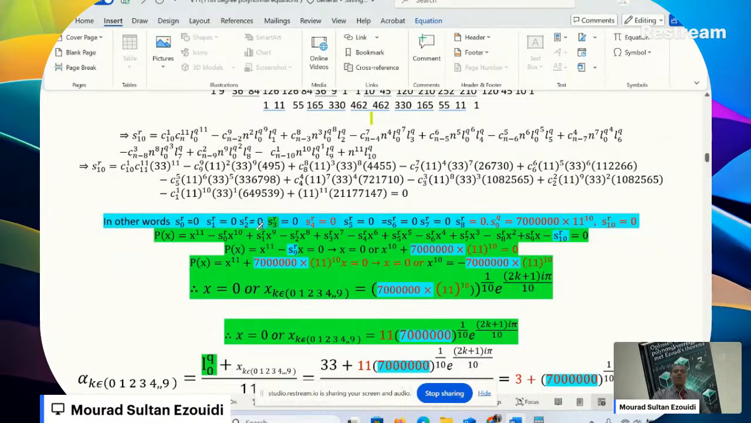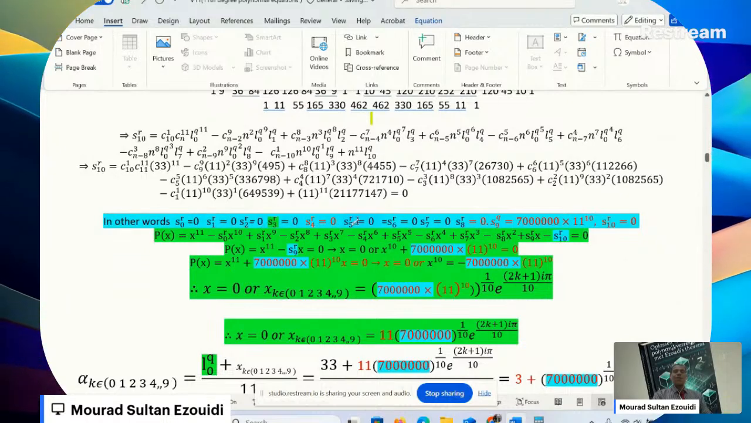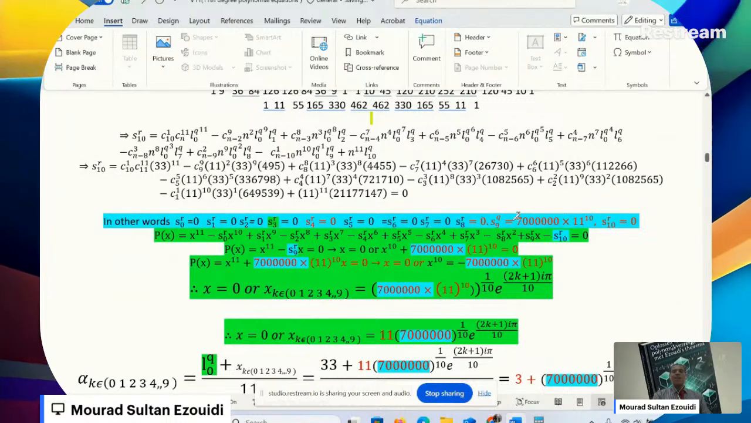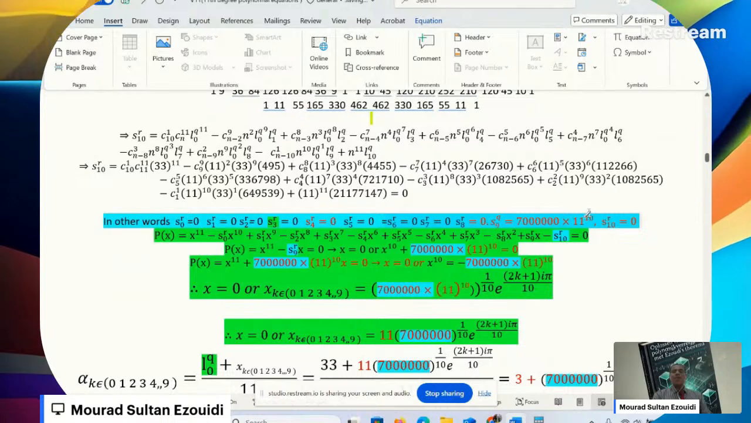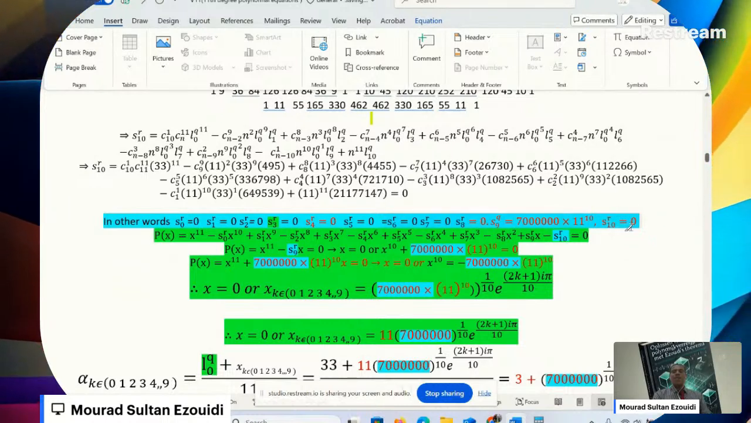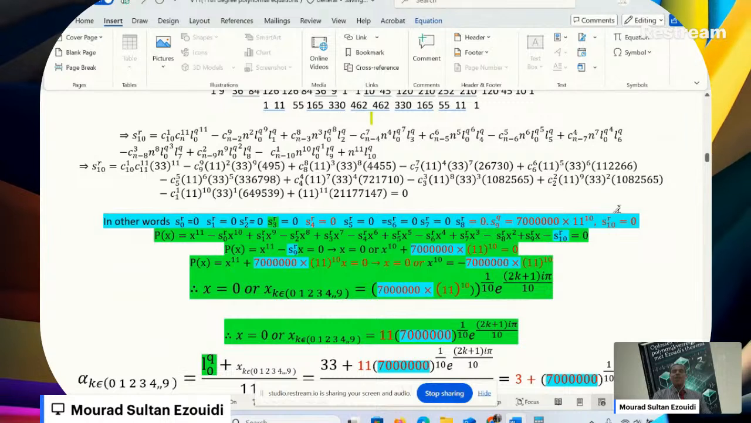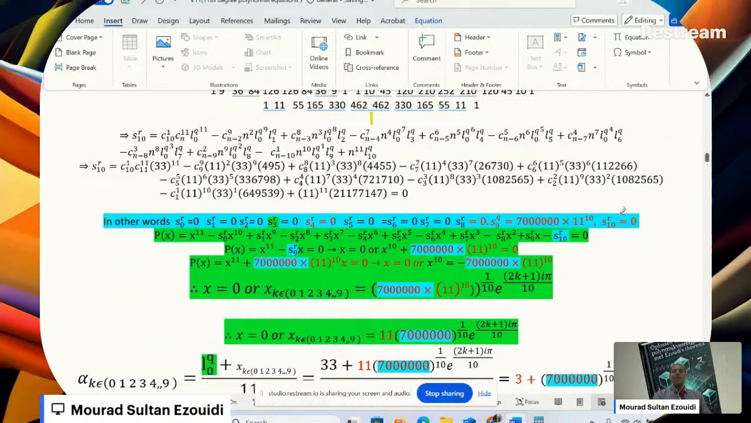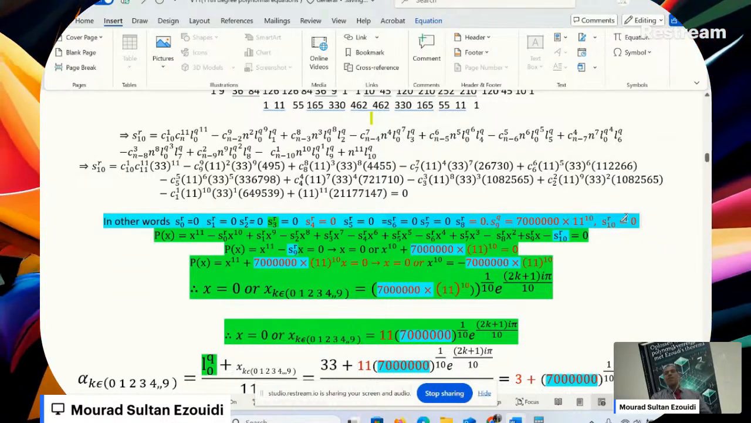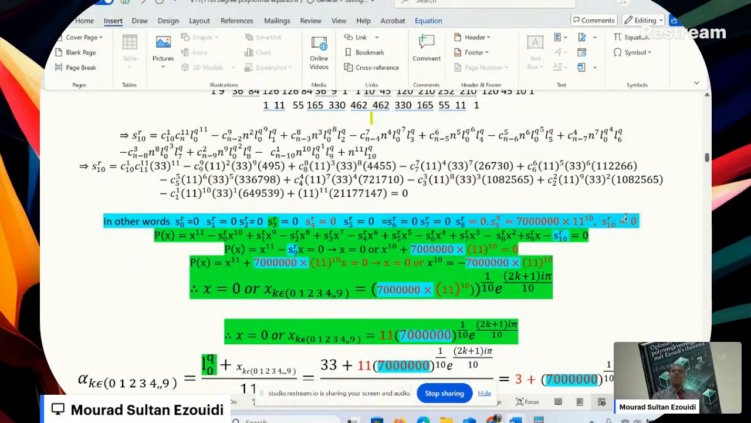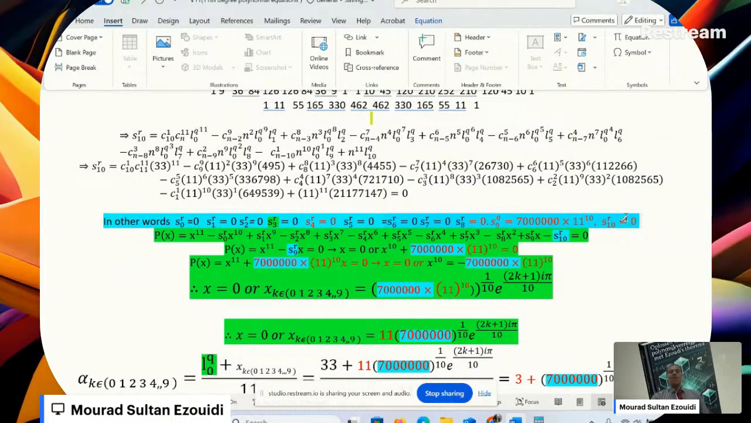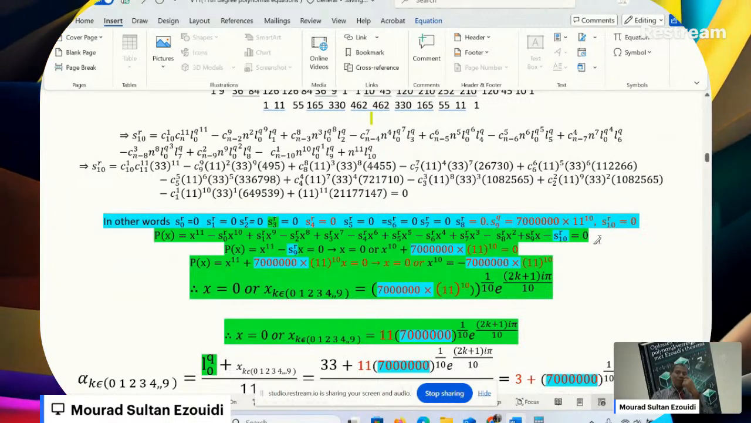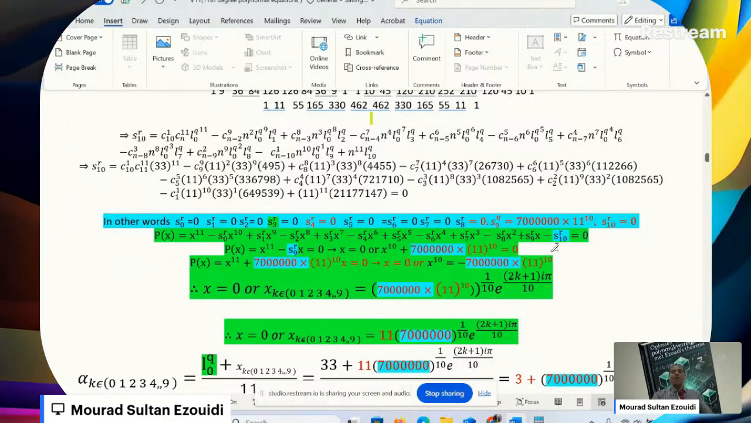In other words, S0 equals 0, S1 equals 0, S2 equals 0, S3 equals 0, S4 equals 0, S5 equals 0, S6 equals 0, S7 equals 0, S8 equals 0, S9 equals 7 million times 11 raised to the power 10. S10 equals 0. The last term S10 equals 0 means that we will get a root immediately. Immediately you divide by 11, the second term of your original 11th degree equation. 33 divided by 11 will be 3. 3 is a real root with order of multiplicity one, and it's clear.